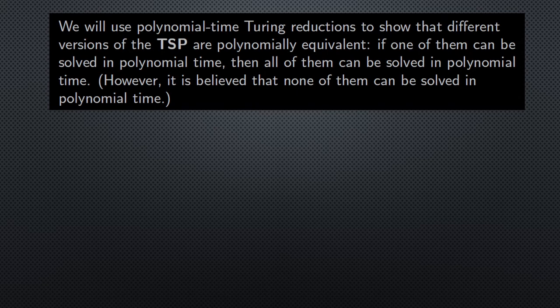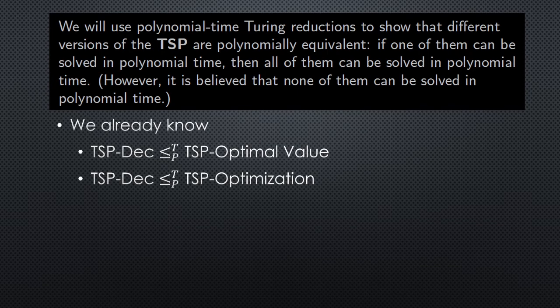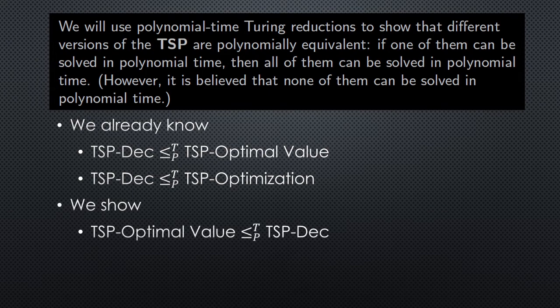By the way, all this stuff up here is here for your notes. I already said this stuff on the previous slide. So we just argued these 2 reductions. We're going to show 2 more reductions actually. We're going to show TSP optimal value is Turing polynomial time reducible to TSP decision.